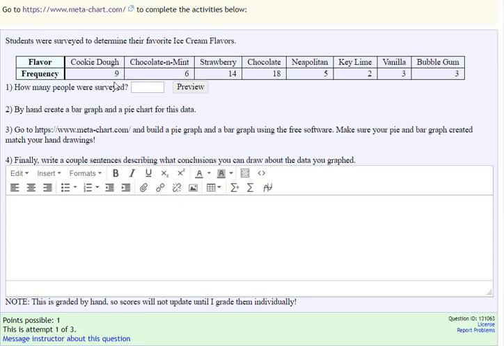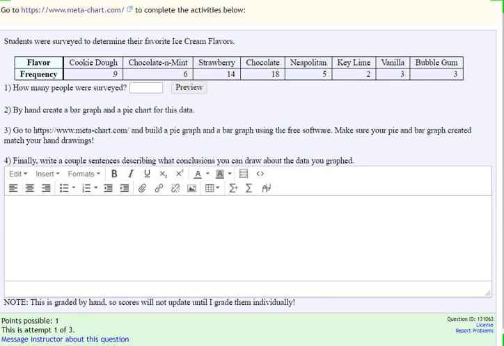Now, what's important to know about the frequency is that that's how many times that flavor was picked by a student. So if we wanted to find how many people were surveyed, we're assuming, this is a big assumption, we're assuming that they all answered the survey in some way. And since we're making that assumption, we just add up all the frequencies, and that will tell us how many people were surveyed. So here we go, 9 plus 6 plus 14 plus 18 plus 5 plus 2 plus 3 plus 3. And when I add those all up, I get 60.